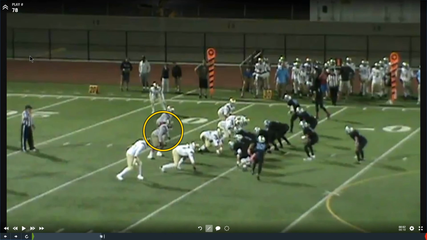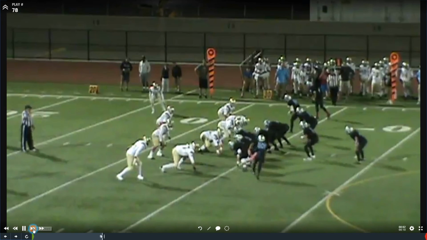So this is the illegal block. It involves the same teams. This is the same game, and I believe that's the same player. That linebacker that's highlighted, that's B30. You can see that he's clearly not on the line of scrimmage. So he doesn't meet the requirement to block legally below the waist.